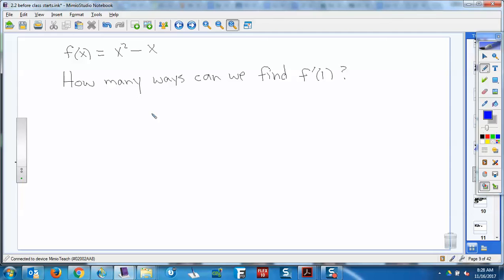Well, give me one. The average. Pick two really close points, 1 and 1.001, plug them into a slope. That's one. What's an obvious one that we just had? The limit definition, the definition of derivative.